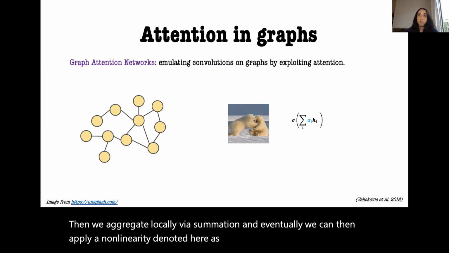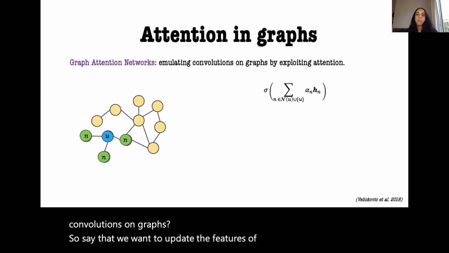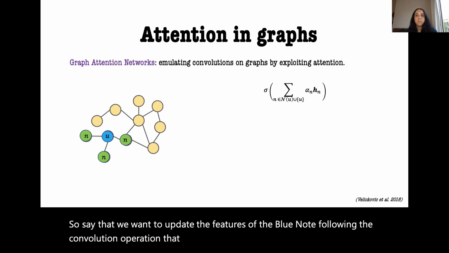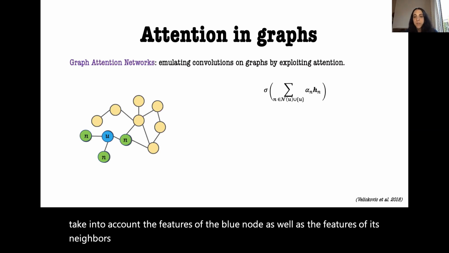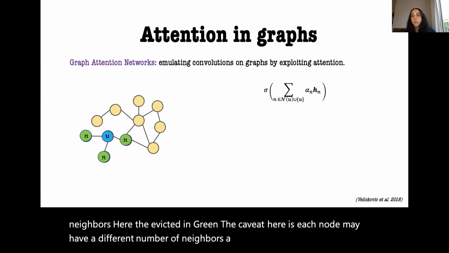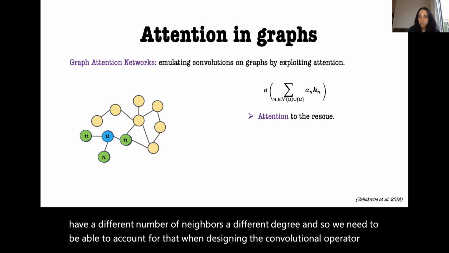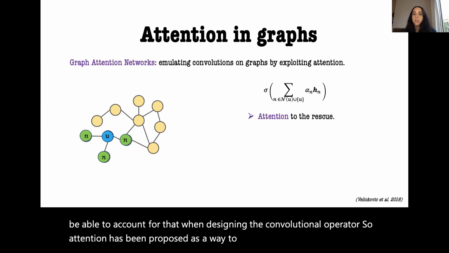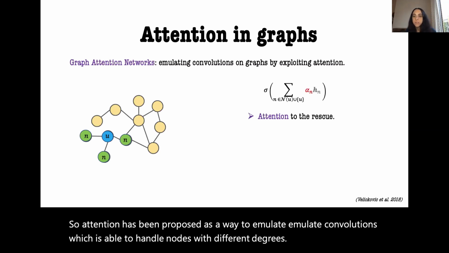So how do we apply convolutions on graphs? Say that we want to update the features of the blue node. Following the convolution operation that we have seen in the previous slide, we would take into account the features of the blue node as well as the features of its neighbors, here depicted in green. The caveat here is that each node may have a different number of neighbors, a different degree, and so we need to be able to account for that when designing the convolutional operator. So attention has been proposed as a way to emulate convolutions, which is able to handle nodes with different degrees.